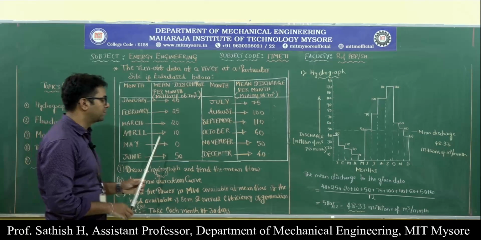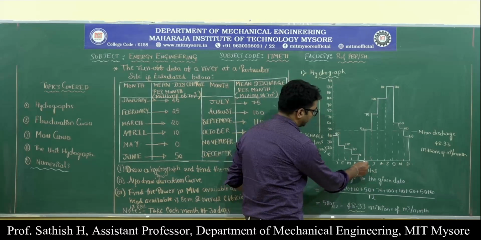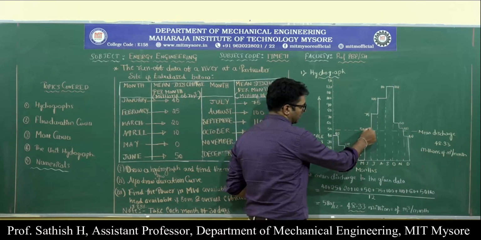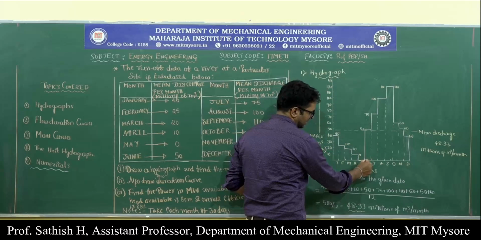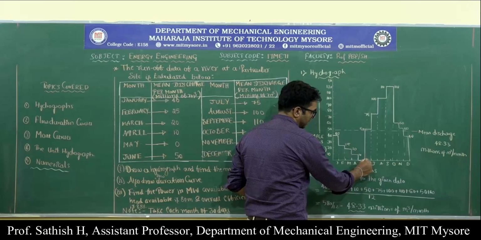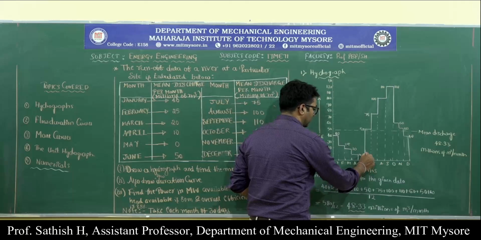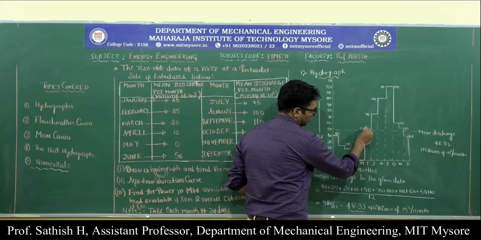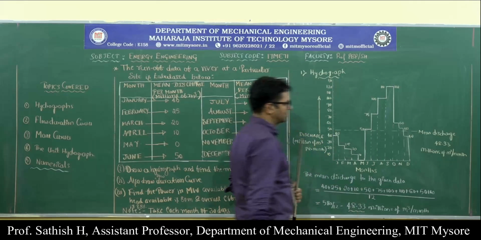Again if you come to June, now the discharge has increased, that means it has gone up to 50. So now what I do is, 50 is here: 0, 10, 20, 30, 40, 50. If I take it here, then this is the month of June. I will draw one vertical line up to this point, and then one horizontal line like this for the month of June.